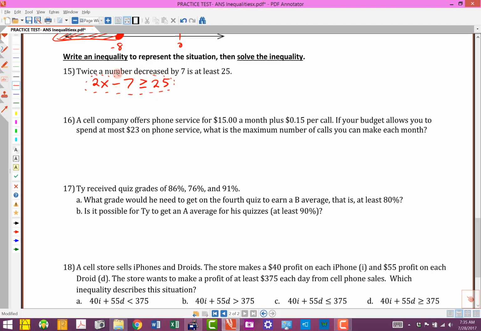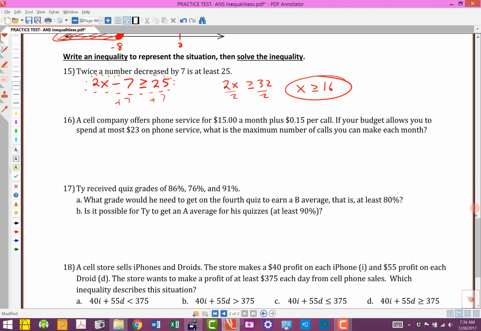And then we want to solve that inequality, and hopefully we're pretty good at this by now. So let's go ahead and add 7 to both sides. So that would be 2x greater than or equal to 32. We're going to divide both sides by 2, so we're going to have x is greater than or equal to 16. There's the answer on that one.